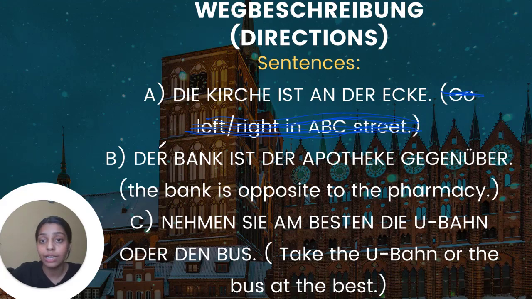Apotheke is a pharmacy. Bank is a bank. Gegenüber is the preposition which means opposite to something. It's a dative preposition. So we are saying the bank is opposite to the pharmacy.